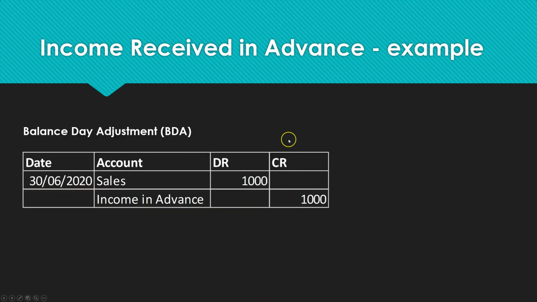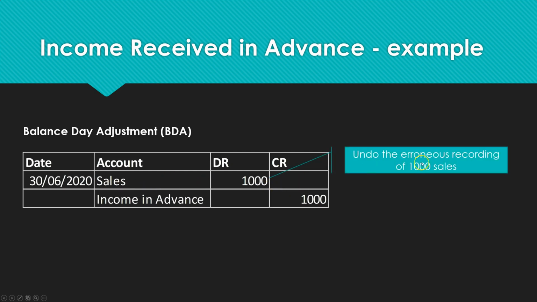So how are we going to fix this? The balance day adjustment will only affect the error. So the sales line, we're going to undo that. It was a credit for 1,000. We're going to debit it for 1,000. We're going to undo the erroneous recording of the $1,000 of sales. Now, of course, we need to balance the journal. So we've got a debit. We need an equal and opposite credit.